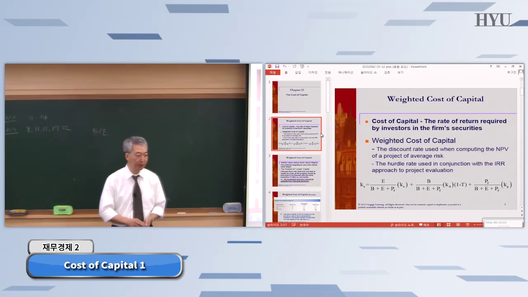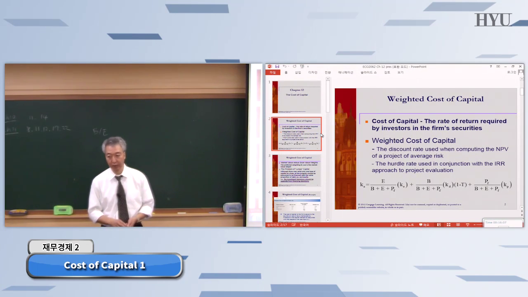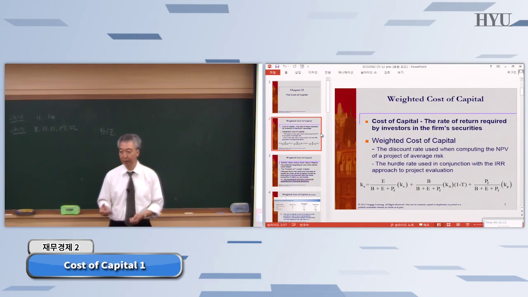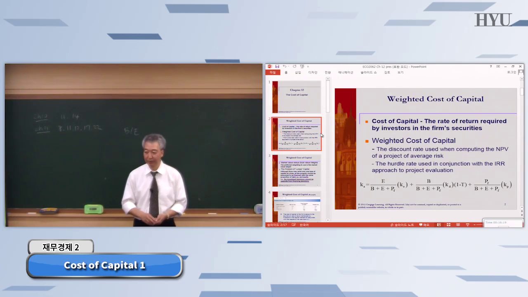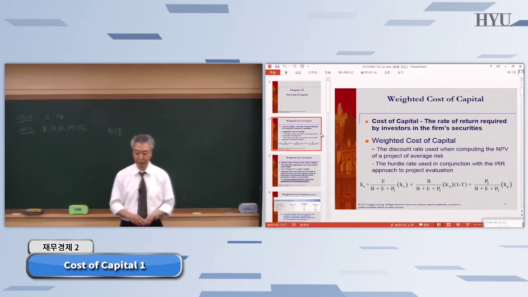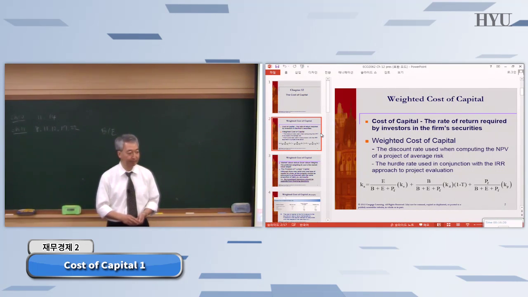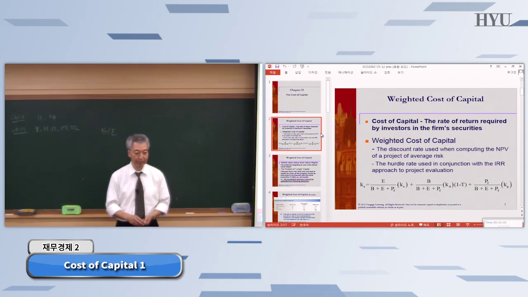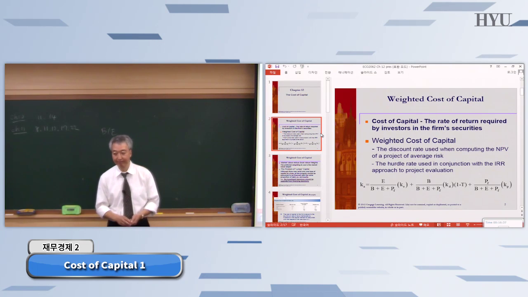Can you apply the same idea to stocks, in case you decided to go for equity financing? You want to raise $200 million in stocks. There's no such thing as an interest rate on stocks. So what do we mean by the required rate of return on the firm's security in the case of stocks? What are we talking about?